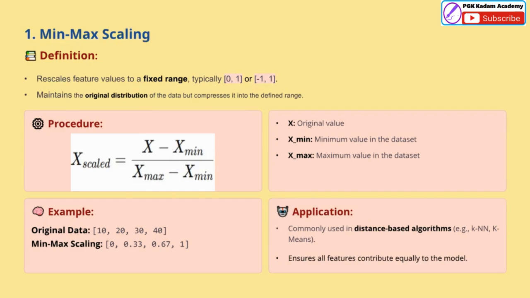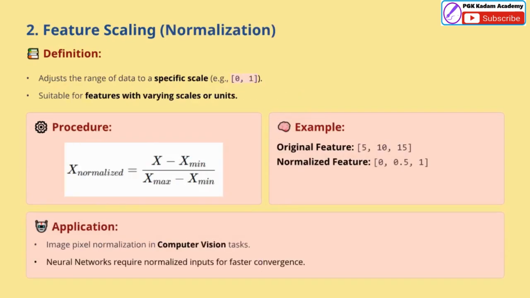model. Feature scaling, or normalization, is the process of adjusting the range of data to a specific scale, like 0, 1. This is useful when working with features that have varying scales or units to ensure they are on a common scale. The procedure involves calculating the minimum and maximum values, then linearly transforming the data to the desired range. For example, if the original feature values were 5, 10, 15, the normalized values would be 0, 0.5, 1.